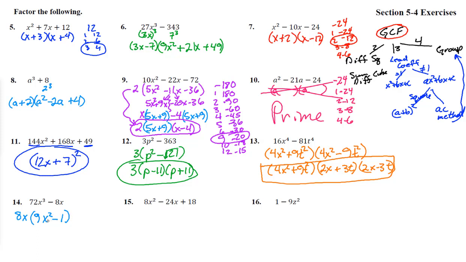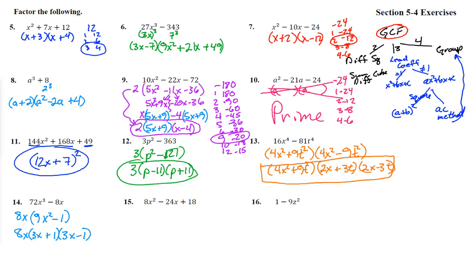And what's left? How many terms? 1, 2. So we're looking for a difference of squares or a sum or difference of cubes. It's a difference because this is subtraction, and 9 is a perfect square. So it's a difference of squares that we're looking for. Square root of 9x squared is 3x. Square root of 1 is 1. So 3x plus 1 and 3x minus 1. 1 positive, 1 negative. They are conjugates, if you remember that word. And then the 8x stays out in front. Great. All right, number 15.